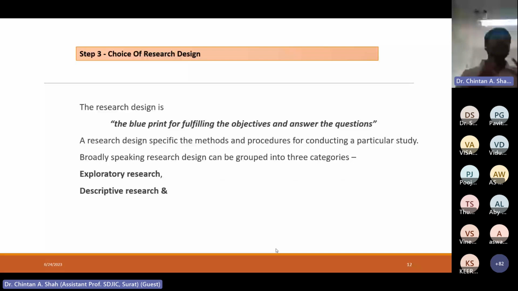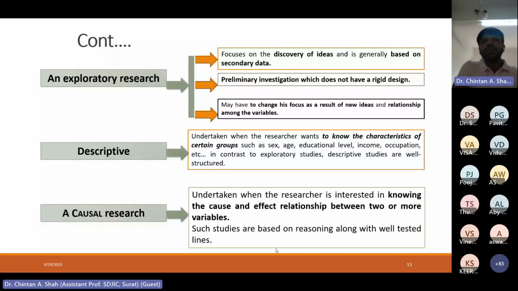Exploratory research. If you want to create something new, explore something new, identify something new, you could go with exploratory research. If you want to know the depth, the demographic profile of respondents, go with descriptive research. And if you want to know the relationship between two different variables, dependent, independent, dependent and moderator, or dependent and control, whatever the variable you want to measure the effect of, then you should go with the causal research design. Exploratory is discovery of new ideas, descriptive is to know the characteristics of certain groups, and the last, causal research, is knowing the cause and effect relationship between two or more variables.